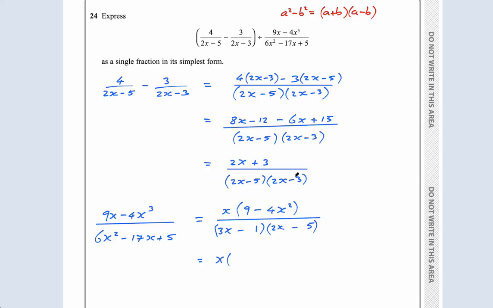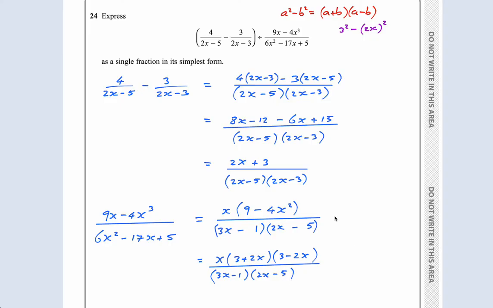So I need to find out what's a and what's b. Well, a is 3 because this is like 3 squared. Let me write over here, guys, just to show you what I'm doing. This is 3 squared minus 2x squared. So it's 3 plus 2x times 3 minus 2x, like this. And then all over 3x minus 1 times 2x minus 5.